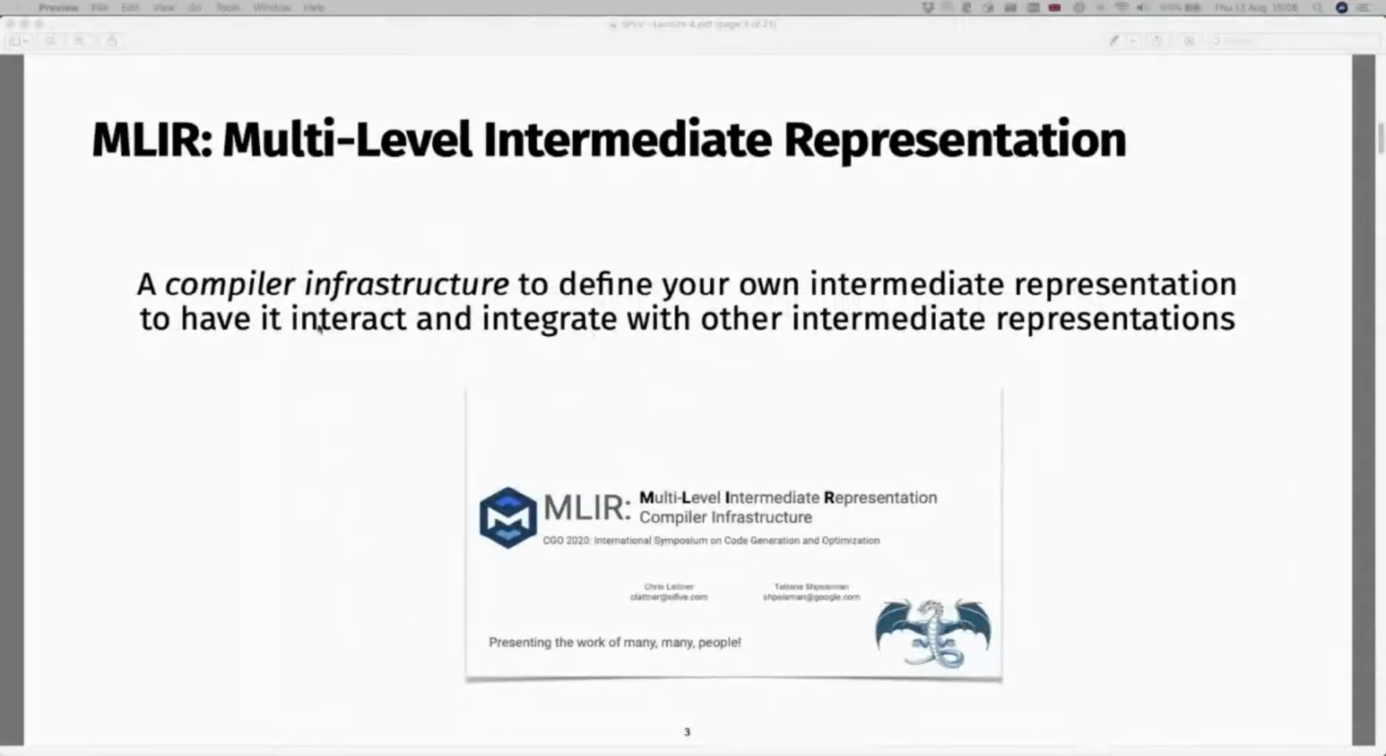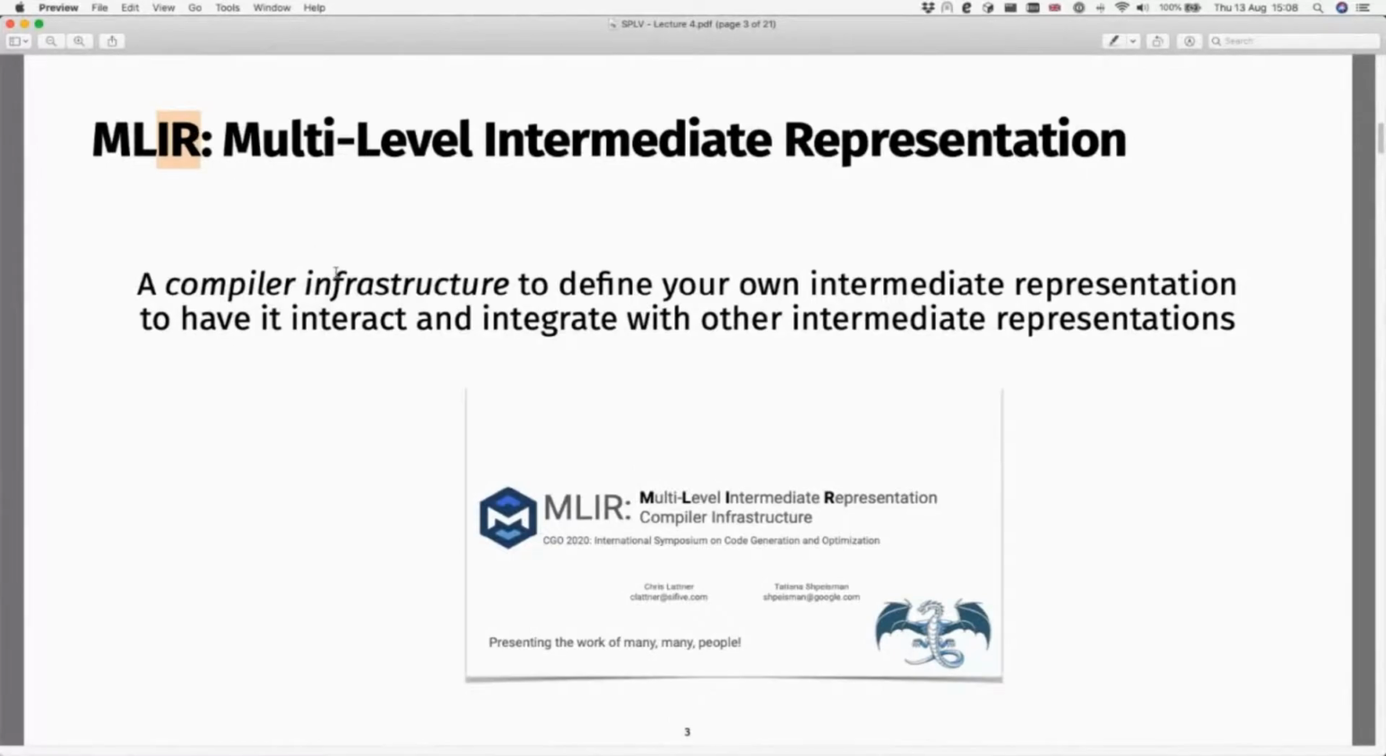Okay, so MLIR is not a single intermediate representation. I think the name is very confusing and poorly chosen in some sense, okay? Instead, it's a compiler infrastructure. You can think of this as a C++ framework that allows you to define your own intermediate representation. The big advantage is you can have it interact and integrate with other intermediate representations that are also implemented in the same framework. And the LLVM intermediate representation we saw yesterday is then just one instance of what in MLIR people call a dialect. This means one specific intermediate representation represented in this larger framework.